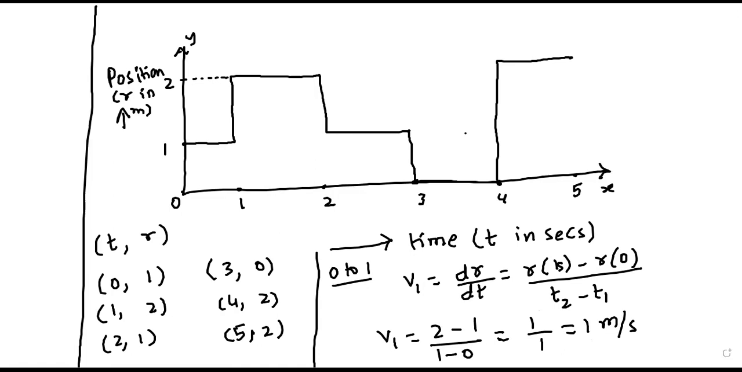Like that, I'll find from 1 to 2. That is position at 2 seconds minus position at 1 second. Okay. This one completed. Draw the diagram and write on. No, sir. Draw the diagram and write on.